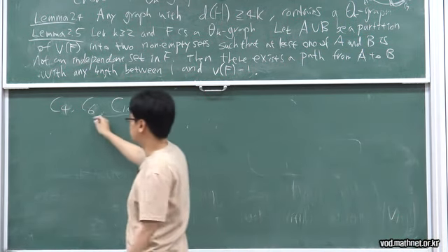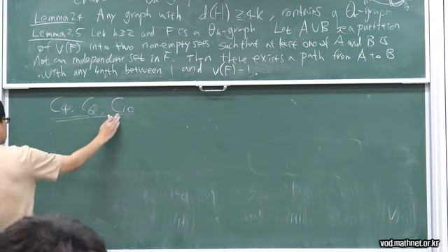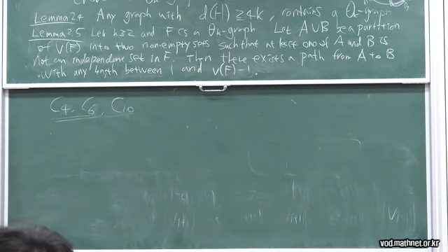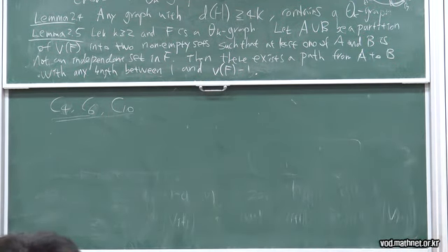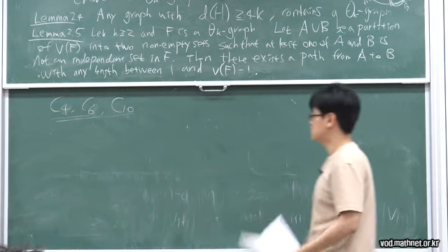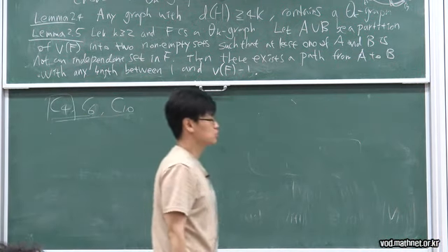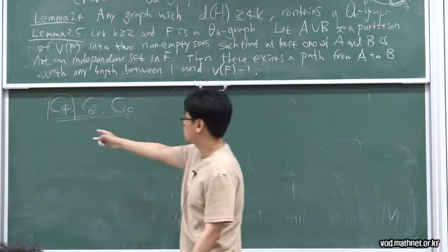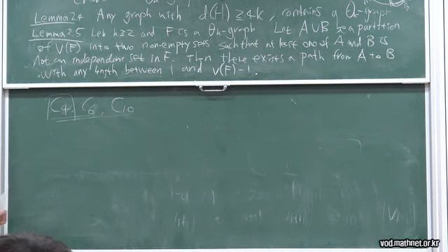In this case, we use some algebraic methods. I think these two are algebraic methods, and C10 is much more complicated. So to show a lower bound, but for other values, we don't know whether it is sharp or not. So I will show you a proof for C4, which gives you a flavor of how we use the algebraic method to prove the lower bound here.